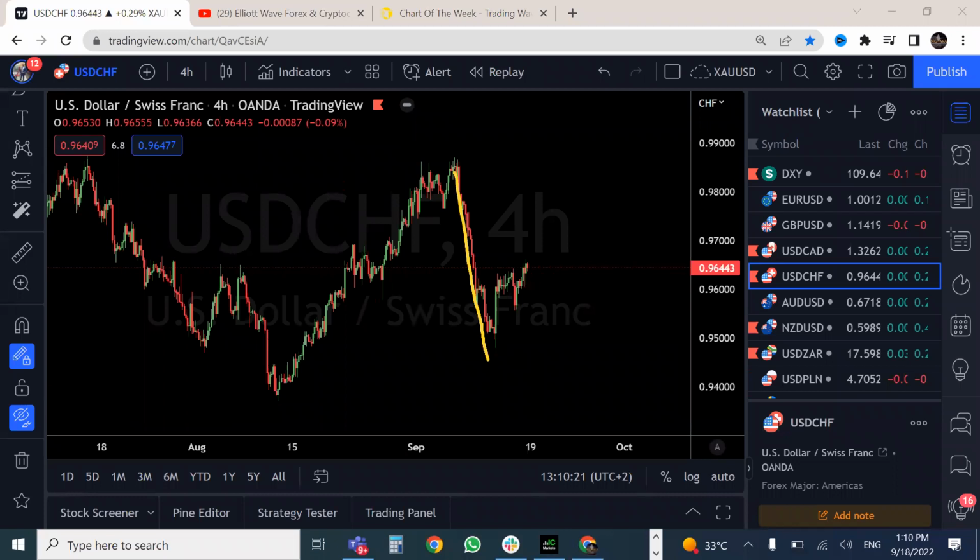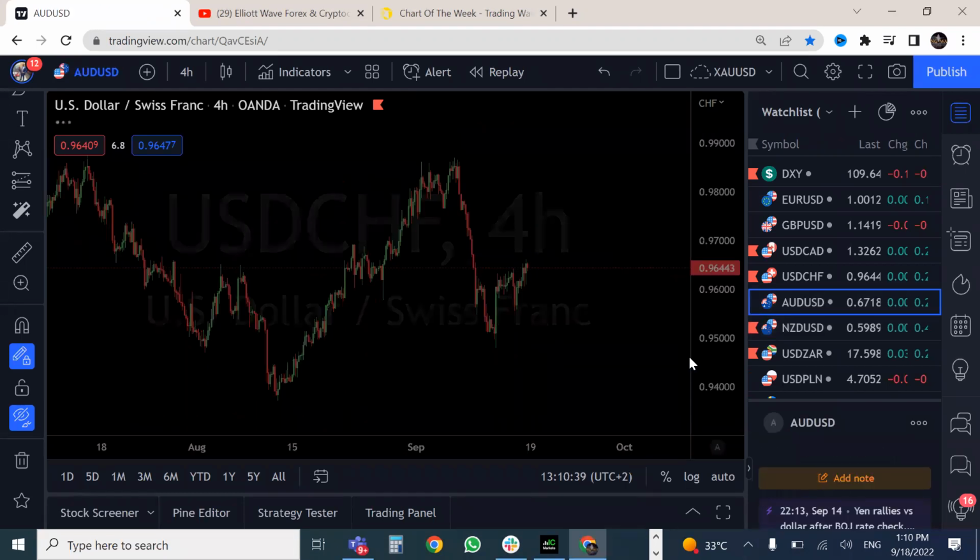It looks like it was set for a move to the downside, but we understand that the DXY should set the path, and this follows the DXY. So we're anticipating that this will at least come back to around this level here. Okay, so this is US dollar CHF.